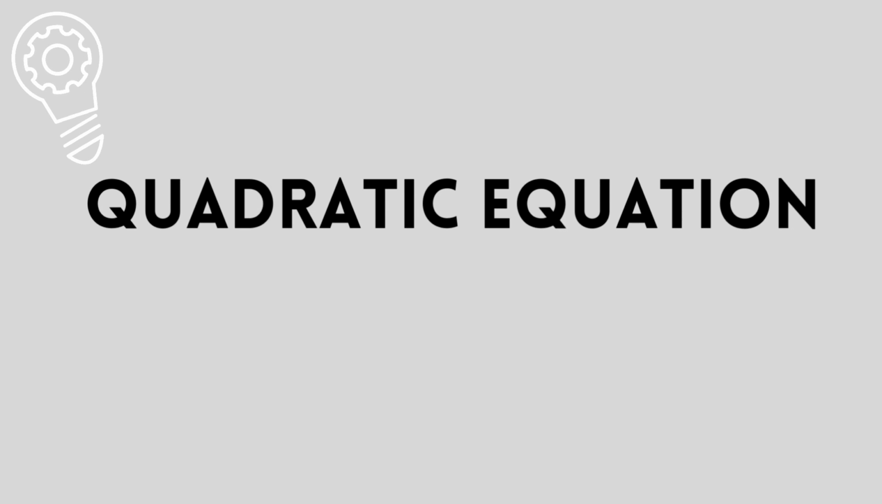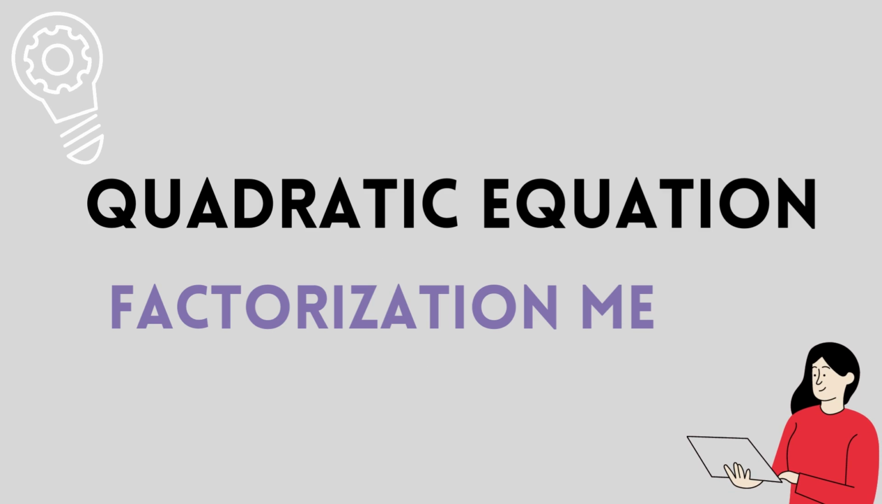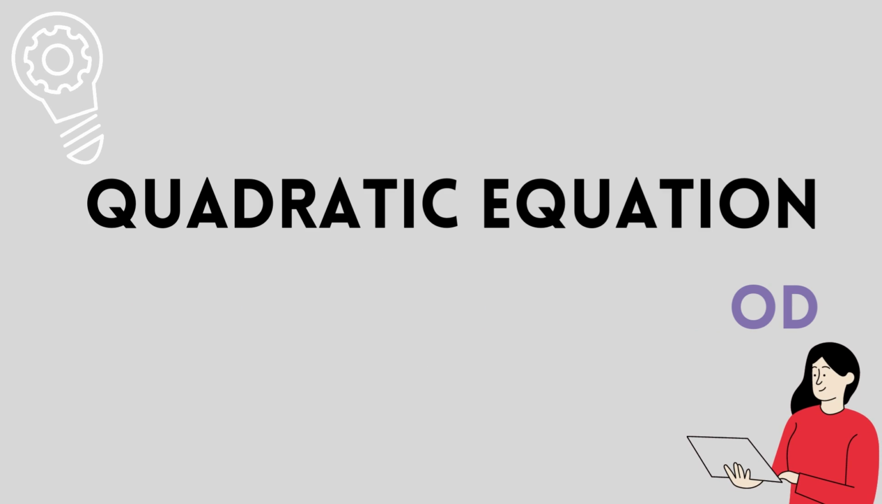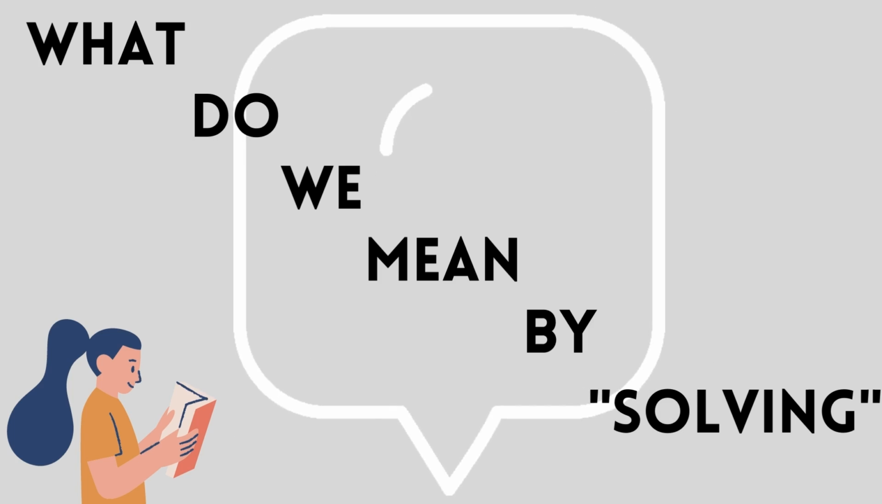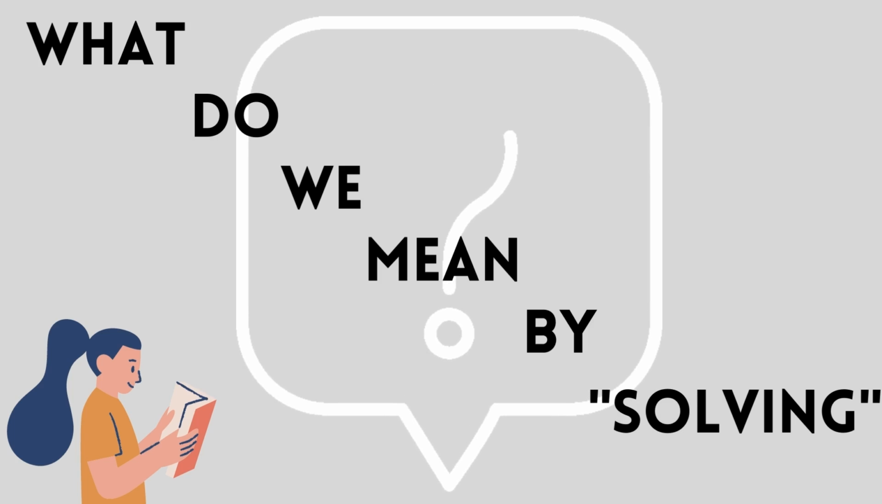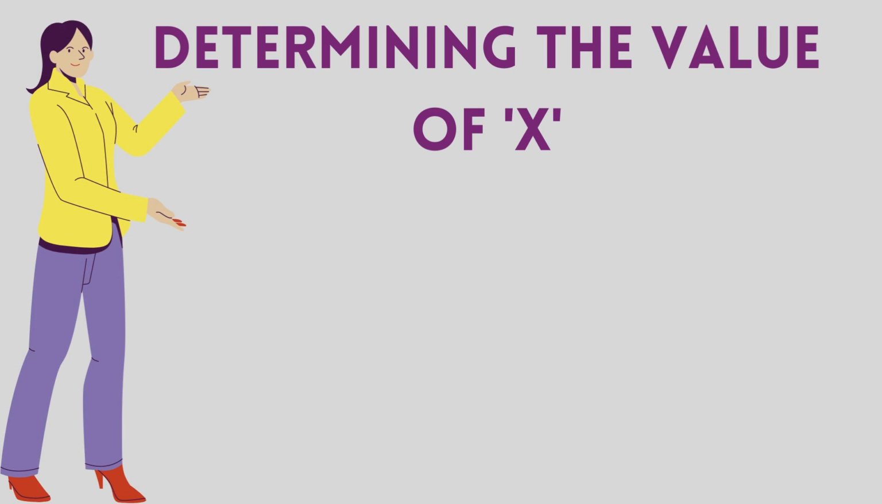In this video, we will be solving a quadratic equation by factorization method. The equation that we will be taking a look at is 9x square minus 42x plus 49 is equal to 0. Let us first understand the meaning of solving over here. It means determining the value of x.